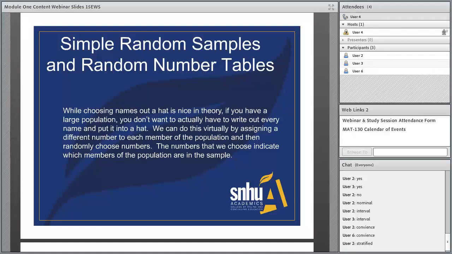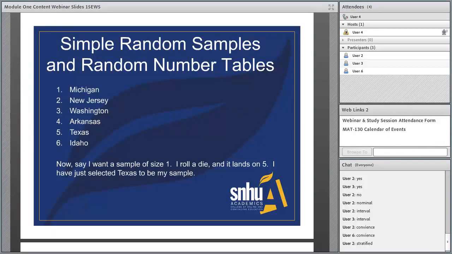So let's just do a very basic example. Here's my population: Michigan, New Jersey, Washington, Arkansas, Texas, and Idaho, and I want a sample of size 1. I just want to choose one of these 6 states.